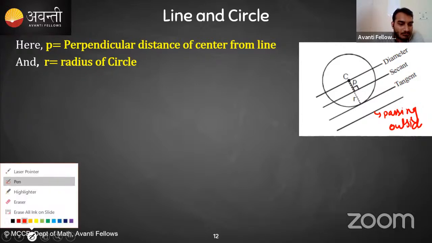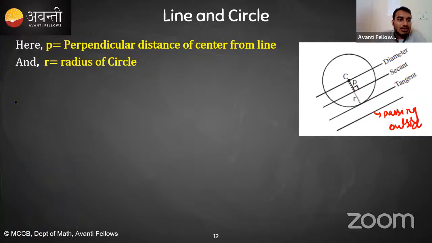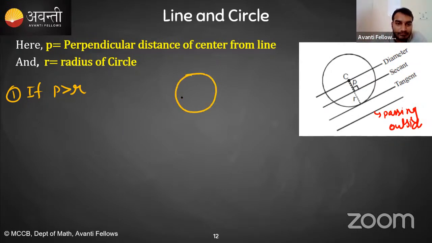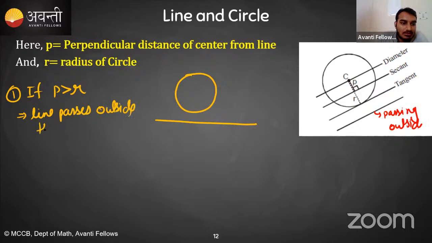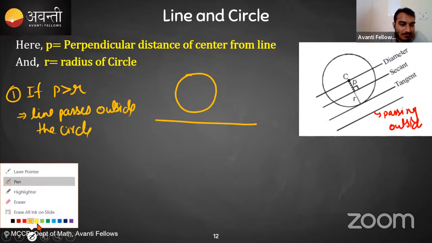Okay. Now the first case is if P is greater than R, meaning the perpendicular distance from the center to the line is greater than R. In this case, it implies the line passes outside the circle, right? Yes or no? Is that clear?